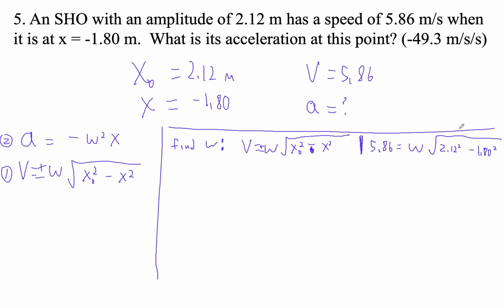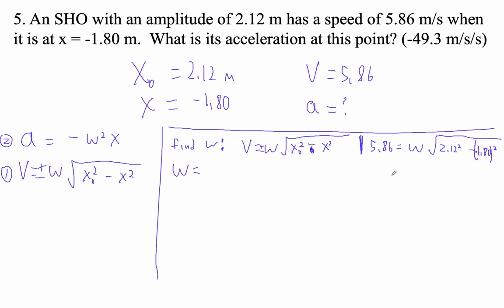Now, notice I'm not putting the negative in there. If you want to put that negative in there, obviously negative 1.80 squared is fine. It really should be a positive number, except on a TI calculator. So if you must, put it in like that. I'm just going to ignore the negative sign because I understand that part of mathematics. So my omega is just 5.86 divided by that radical, the square root of 2.12 squared minus 1.8 squared.